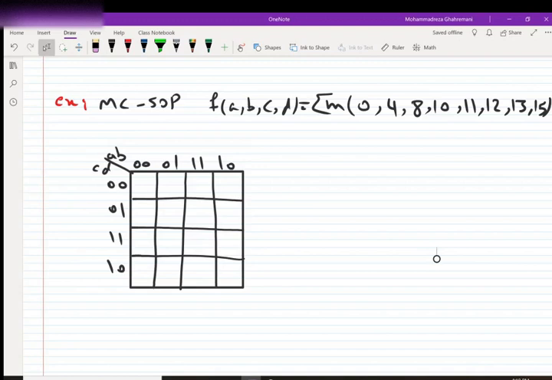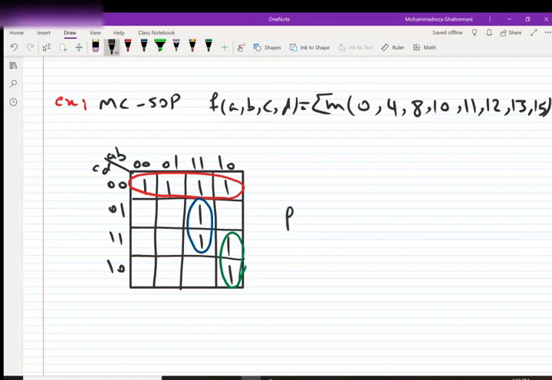Okay, if we fill this table with those minterms, we will have 1, 1, 1, 1, 1, 1, 1, 1. Let's group them. These four, of course, together is one group. These two are together, one group, and these two are together, another group. So we cannot have less than three groups. That is the minimum number of groups, and we keep the groups as big as possible. So we have no other option.